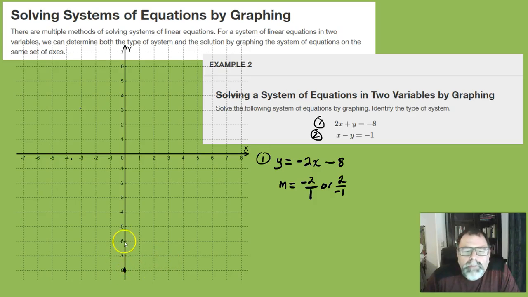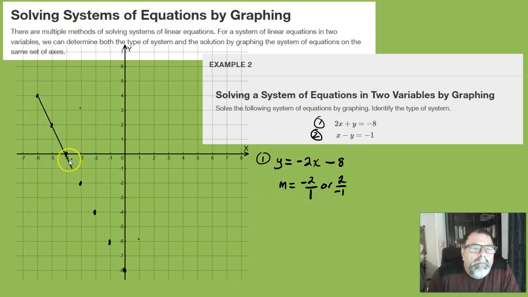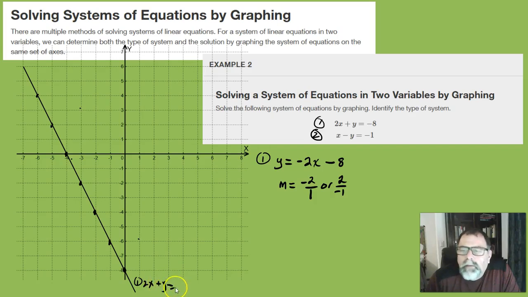So I can go up 2, left 1. Up 2, left 1, and repeat. I like to do as many points as I can fit on my graph, just to make the graph a little more accurate. So there's my line 1. Actually, let me make it a little bigger. Okay, so that's my line 1, the 2x plus y equals -8.